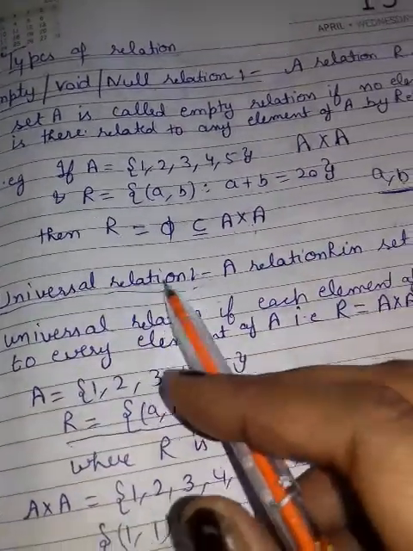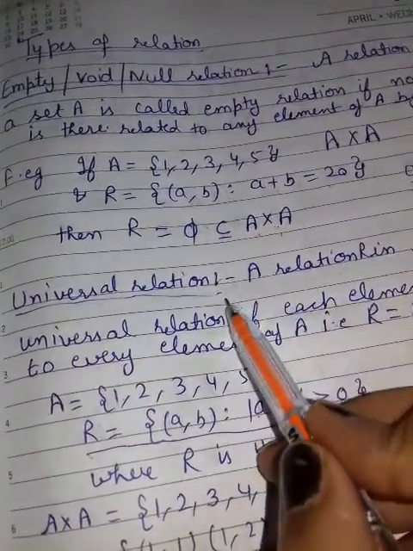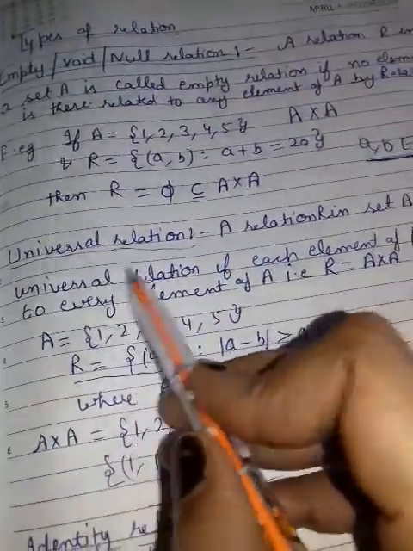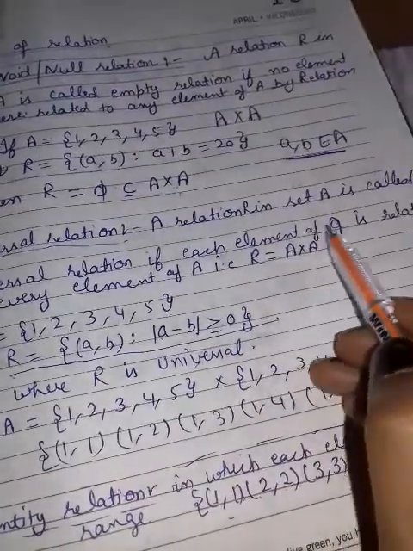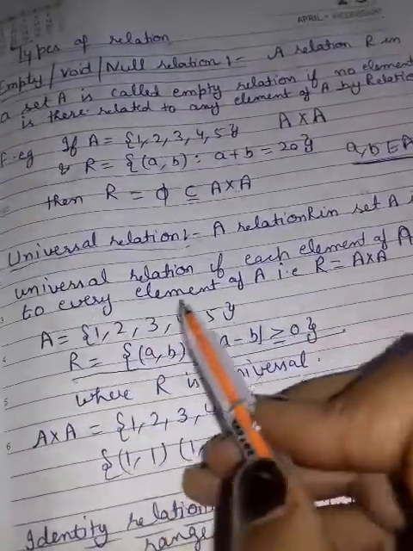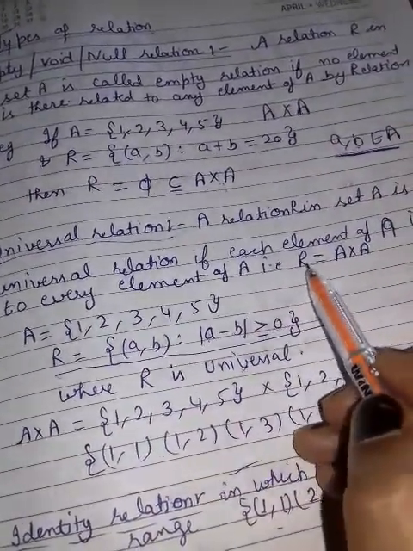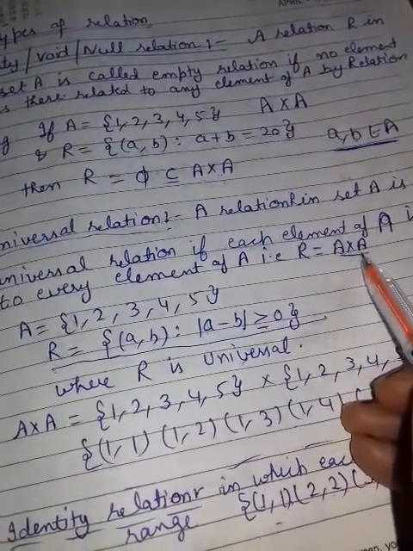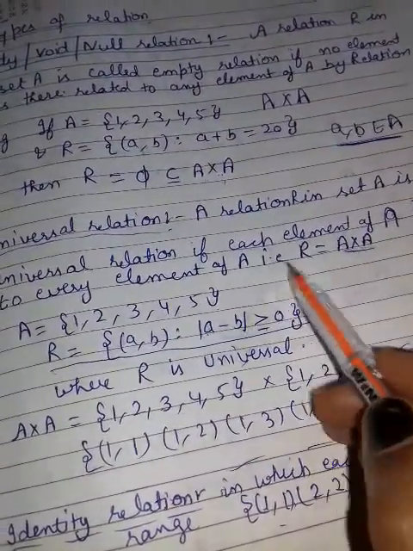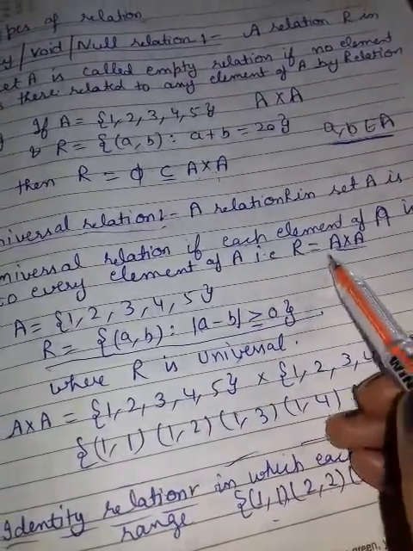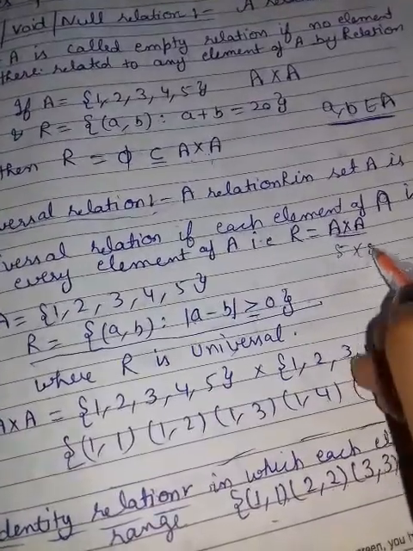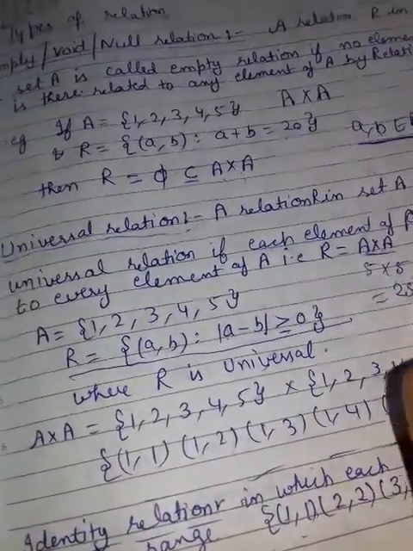Universal relation means all the elements are contained there. A relation R on set A is called a universal relation if each element of A is related to every element of A, so it is equal to A cross A. So for A cross A, you know how many elements there will be. I also told you, M into N. How many elements here? 5. 5 into 5, 25 elements will be in your relation.